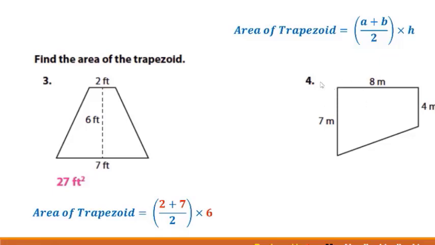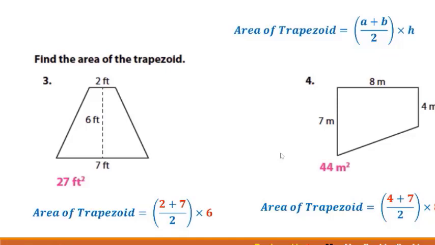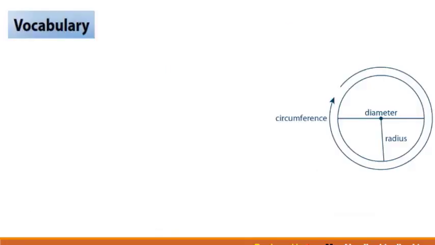To find the area for this trapezoid, we have to find A and B. This is my A, the parallel one. A and B. This side is not parallel, so A is 4, B is 7. So 4 plus 7 over 2, and your height is 8. If you do this operation, you will have 44 meters square.